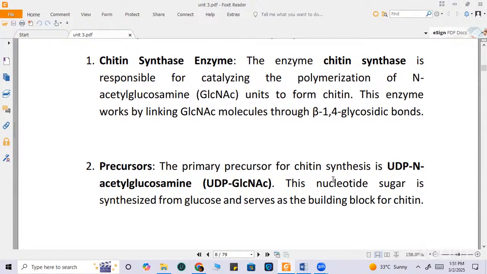So chitin synthase is the enzyme that works by linking N-acetyl glucosamine by beta-1,4 glycosidic bonds. We have read this, and the precursor is UDP N-acetyl glucosamine. It's a nucleotide sugar synthesized from glucose and serves as the building block of chitin.